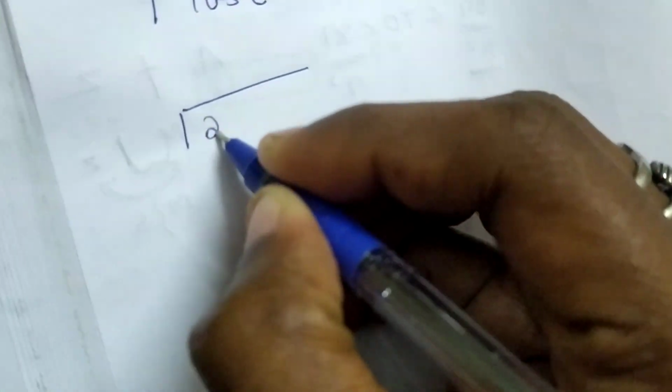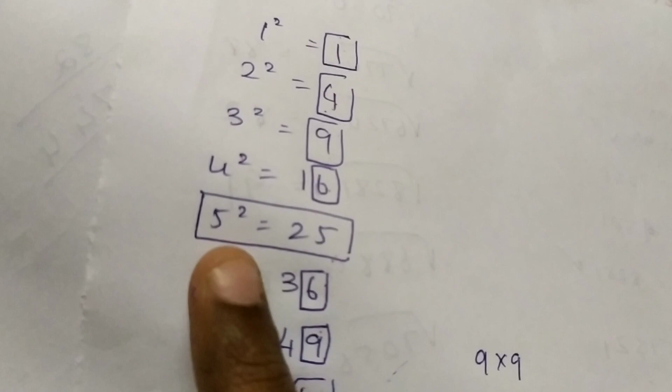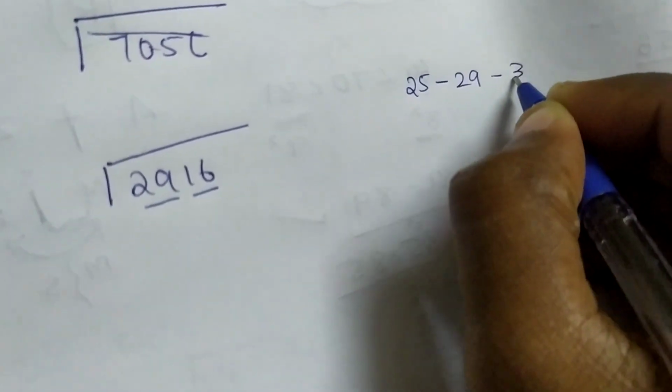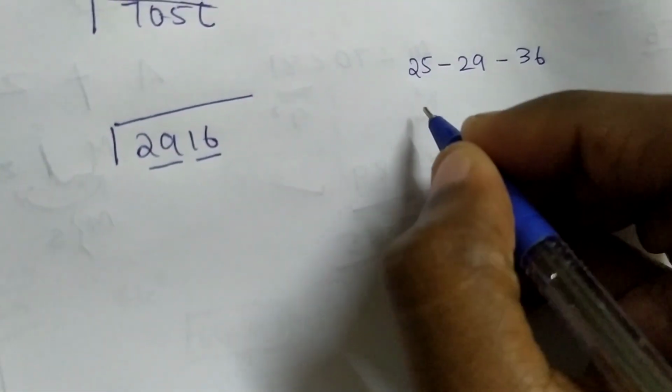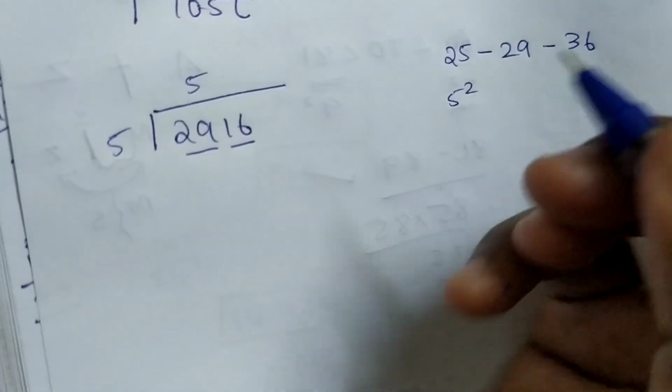Then what I am going to consider is taking the square root of 2916. Take two digits. Here you are considering 29. See, 29 comes between 25 and 36. This is 5 square. So take the smaller number. 5 will come here.